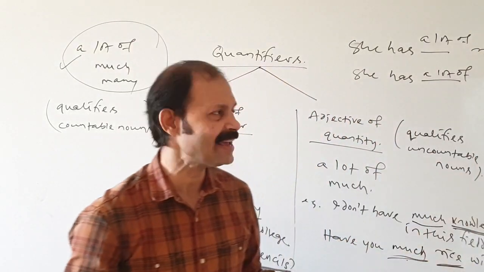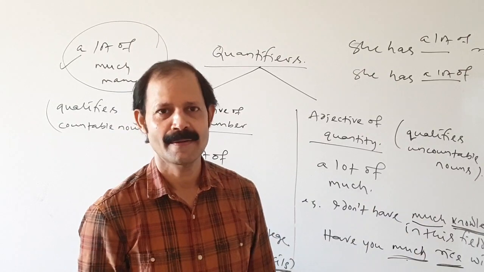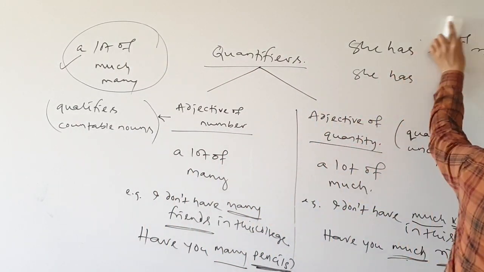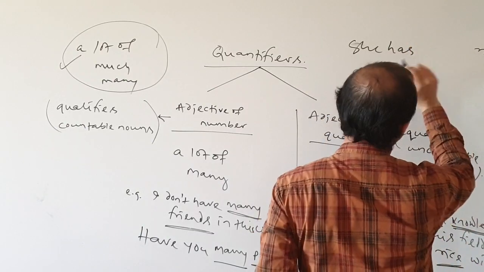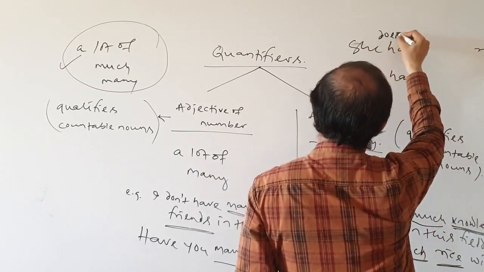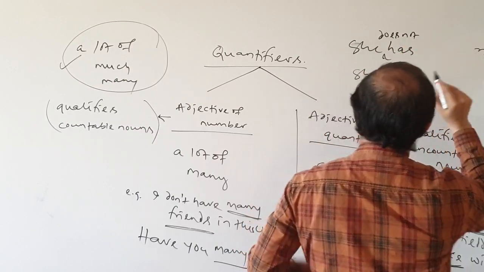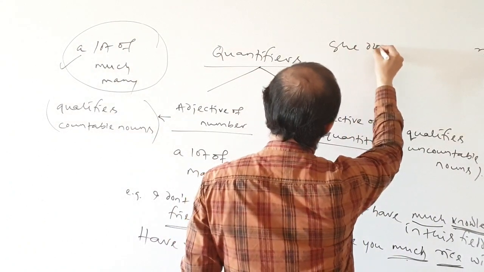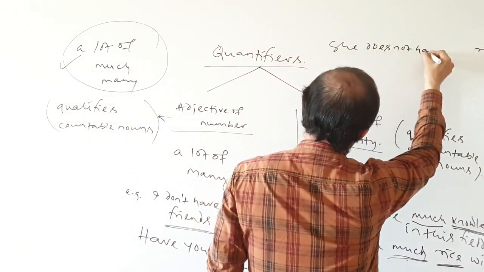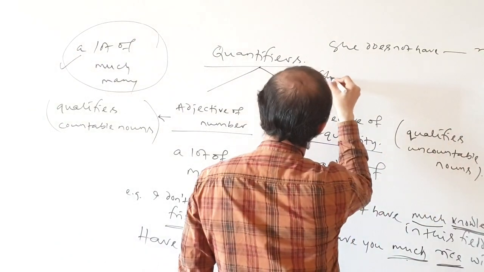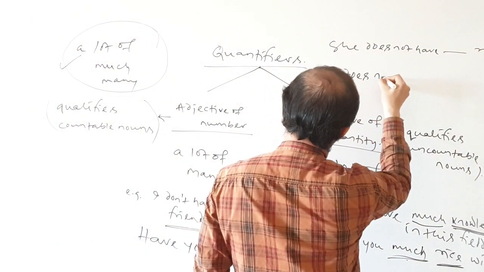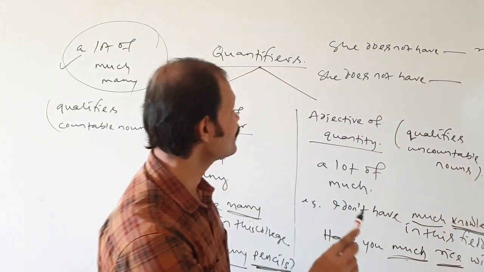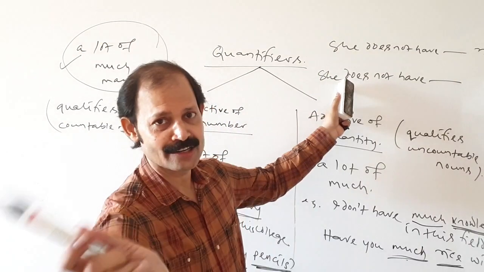So she has a lot of rice, she has a lot of pens. But if the sentence is negative, suppose the sentence is she does not have dash rice, and another sentence is she does not have dash pens. And now because the sentence is negative, you cannot supply a lot of.